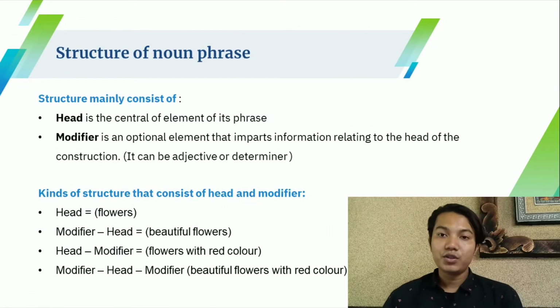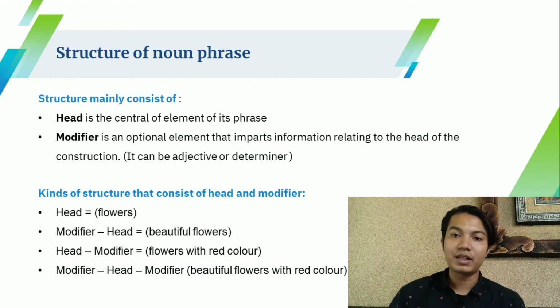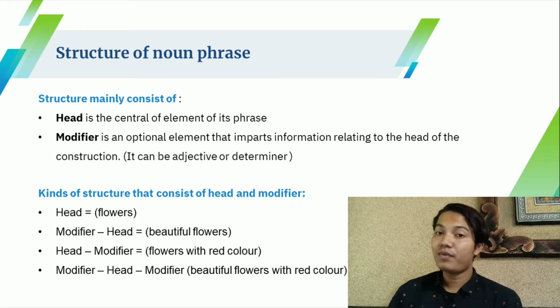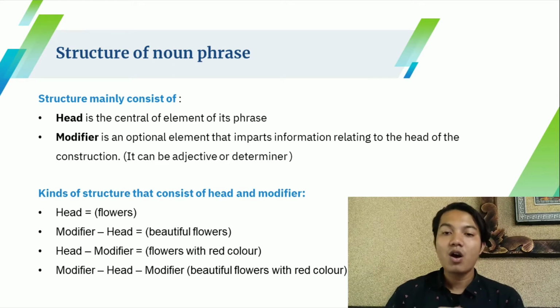Now let's continue to the structure. Structure of noun phrase mainly consists of head and modifier. Head is a central element of its phrase, and modifier is an optional element that imparts information relating to the head. Modifier can be in form of adjective or determiner. There are 4 kinds of structure that consist of head and modifier.